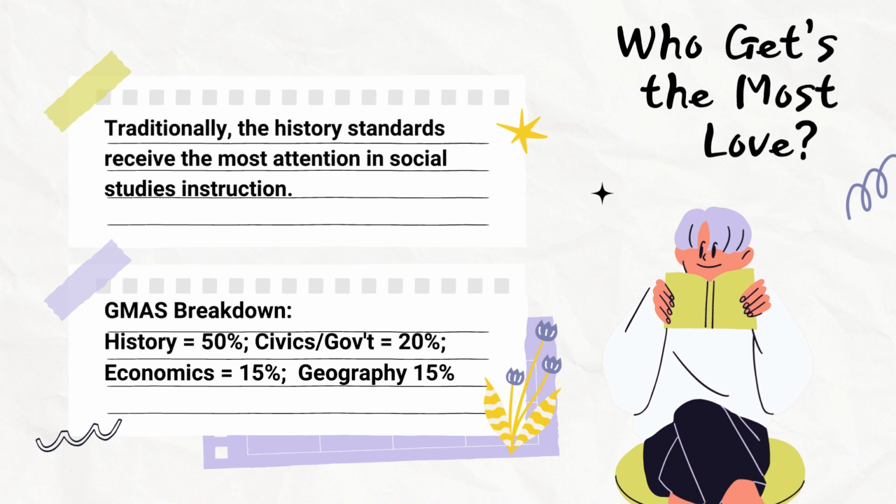So speaking of that, let's take a look at the Georgia Milestone breakdown for eighth grade. So maybe history is getting the most love, but probably with good reason. You'll see that 50% of the end of course test in Georgia Studies is made up of questions related to our history standards, with civics and government coming in second with 20%, and economics and geography at 15% each. So, understandably, when teachers are deciding what the majority of my time is going to be dedicated towards, they're looking at those history standards, which certainly outnumber the others.